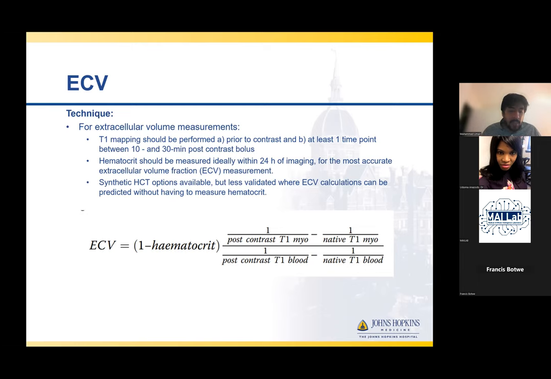Now, your pre and post T1 values have to be normalized for institutional standards, and only then can you use the ECV. This is true for all parametric mapping, for T1 and T2 mapping.